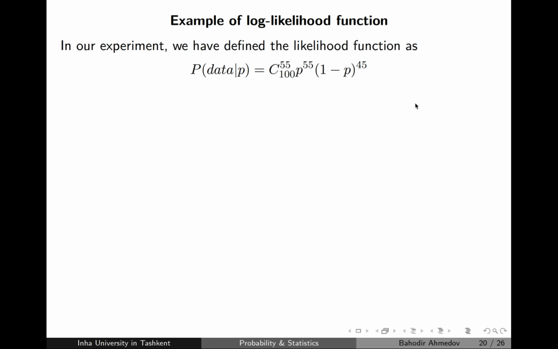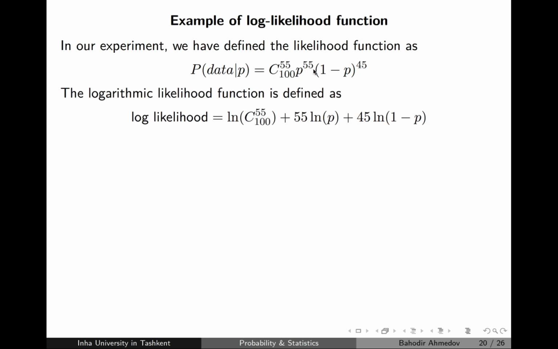So let's define the logarithmic likelihood for our experiment. Do you remember that the likelihood function for our experiment was like this? The logarithmic likelihood function is going to be the ln of the first part, because the logarithm of the multiplication of the three parts is going to give us the logarithm of each part and then the addition. Please note the first term is going to be constant here.